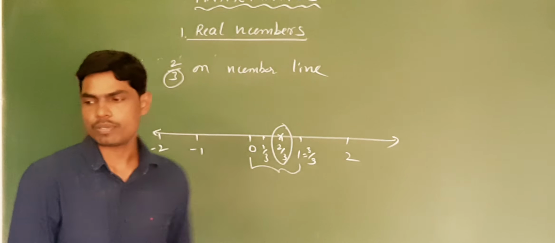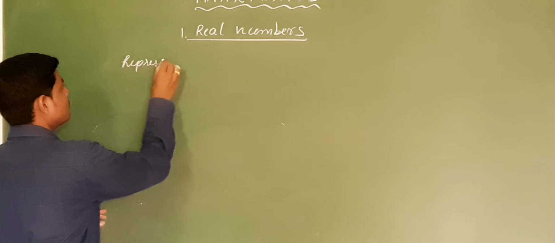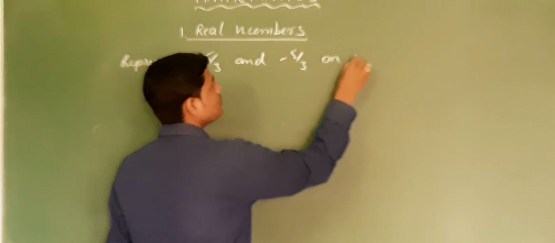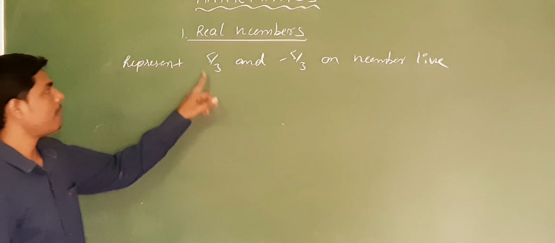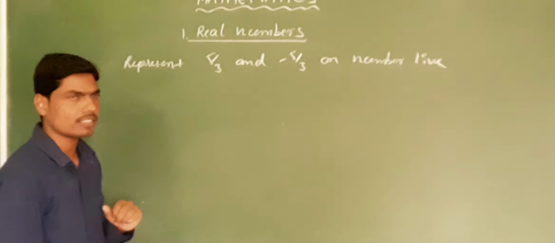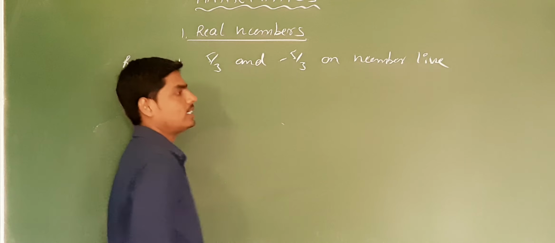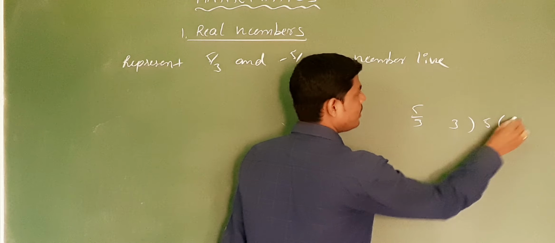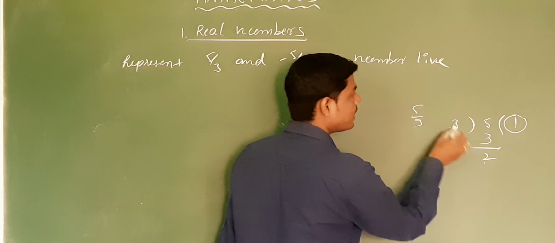Now take another example. Represent 5 by 3 and minus 5 by 3 on number line. 5 by 3 is an improper fraction. So change that improper fraction into a mixed fraction. 5 by 3, how to change? Divide 5 by 3. 3 ones are 3. So we get remainder 2. So it is 1 of 2 by 3.